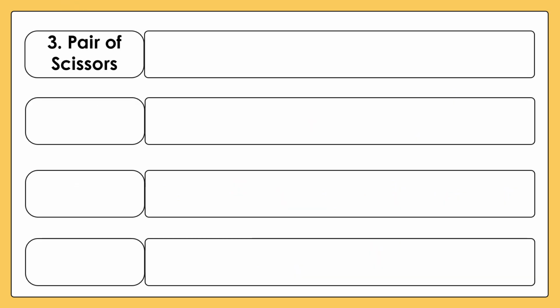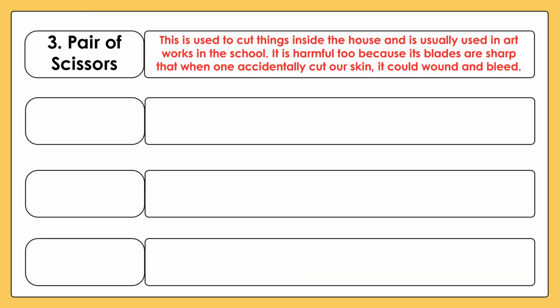Number 3, pair of scissors. This is used to cut things inside the house and is usually used in artworks in the school. It is harmful too because its blades are sharp, that when one accidentally cut our skin, it could wound and bleed.